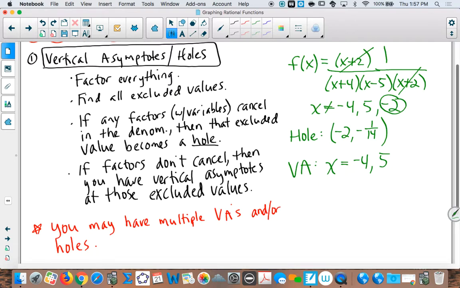Okay, and again, as you can see here, you can have multiple vertical asymptotes with holes. You might just have a hole. You might just have asymptotes. You might not have either of those things. Most often you have at least one of them. Okay, so that's vertical.